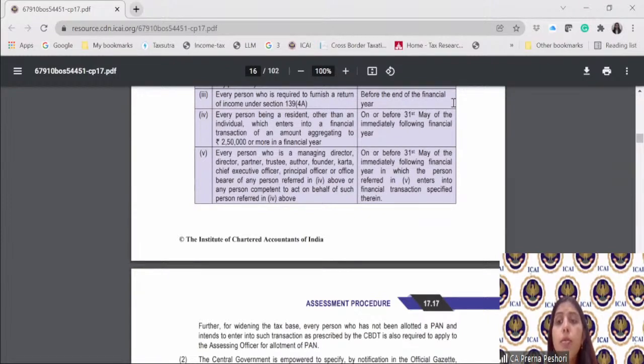Mukta, minor can quote the PAN of his parents. Is that clear? For the minor, the PAN can be quoted of parents. Any other question?